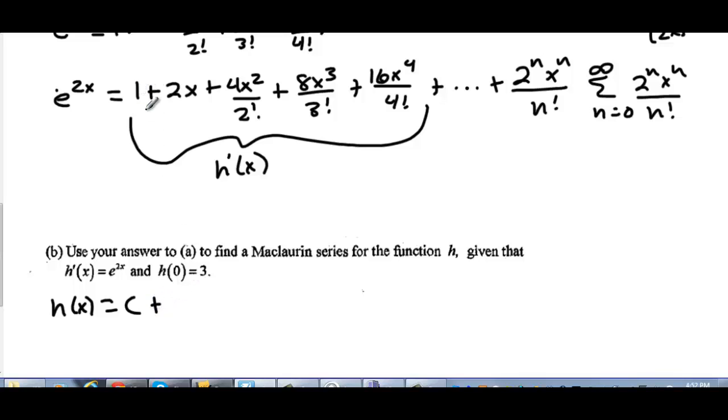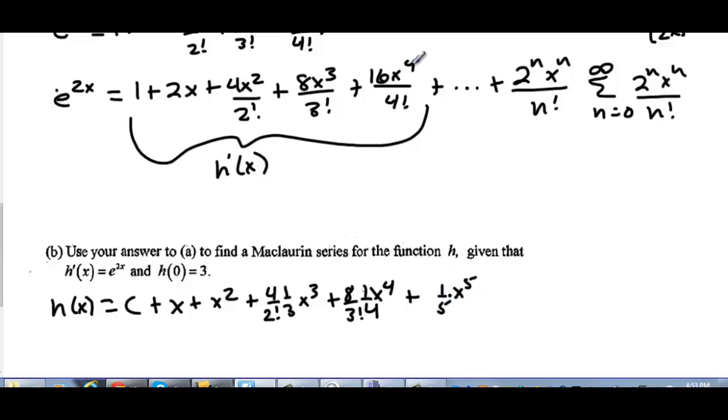We have c plus. The integral of 1 is x. The integral of 2x is x squared. The integral of x squared is 1/3 x to the third. And constants, the 4 over 2 factorial, they just follow along. When we integrate, constants always just follow along. Then we have plus x to the fourth times 1/4. That's the integral of x to the third. And then the 8 over 3 factorial tags along. Then we have x to the fifth times 1/5. That's the integral of x to the fourth. And 16 over 4 factorial, it tags along as well.